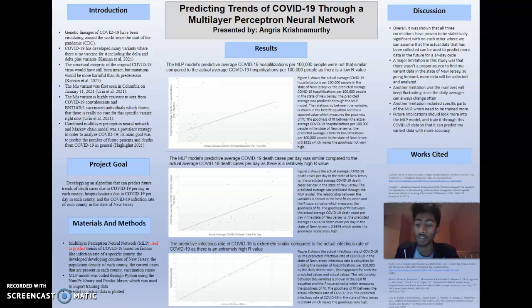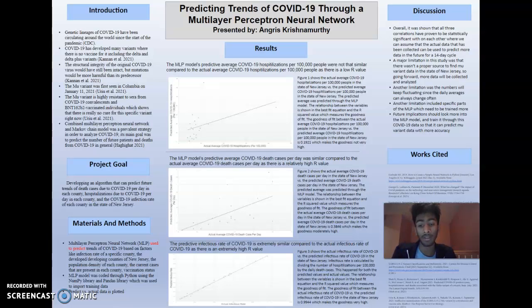Now, the overall project goal of my study is to develop an algorithm that can predict future trends of death cases due to COVID-19 per day in each county of the state of New Jersey, hospitalizations due to COVID-19 per day in each county of the state of New Jersey, and the COVID-19 infection rate of each county in the state of New Jersey. I'll explain more about the infection rate later in the presentation.